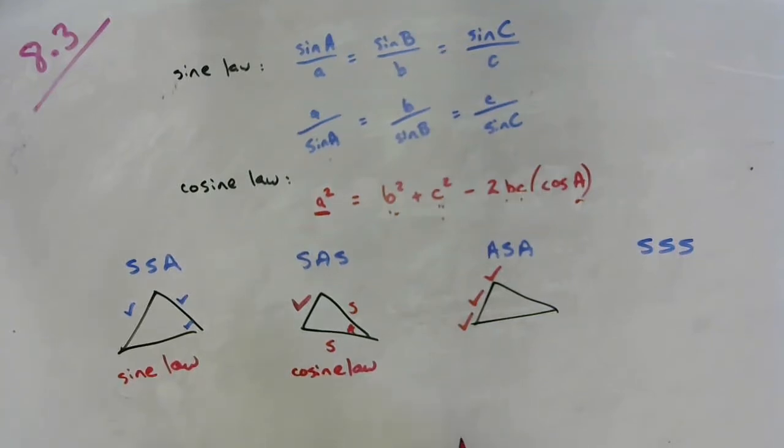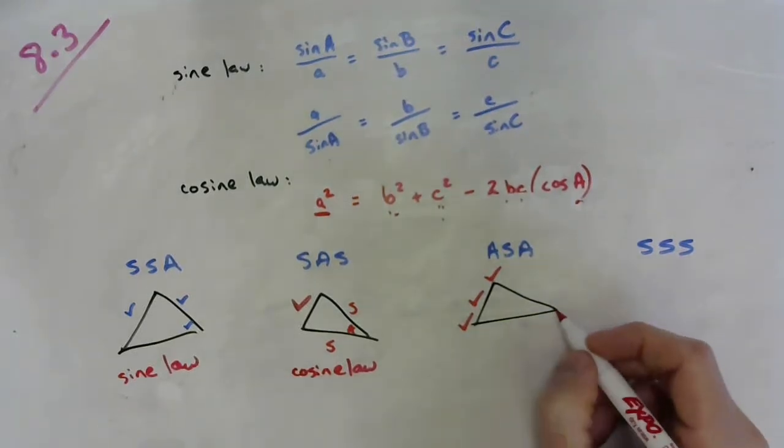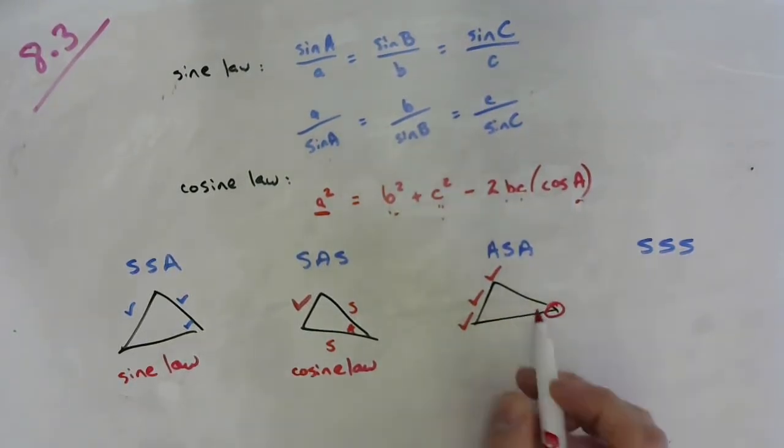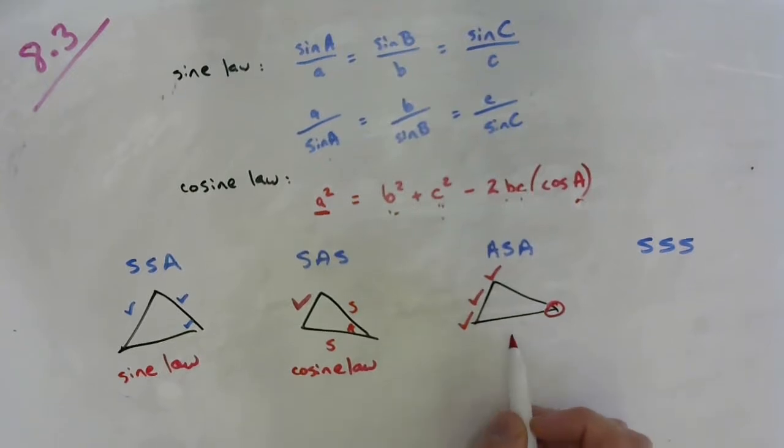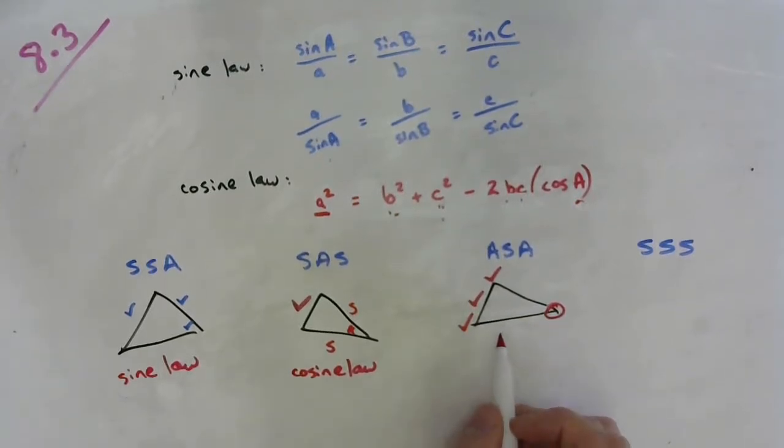I can't use cosine law because I need either all three sides, or two sides and a contained angle. This time I have two angles and a contained side. With two angles, you can figure out the last angle, because the sum of interior angles is 180, which gives you opposite information so that you can use sine law.